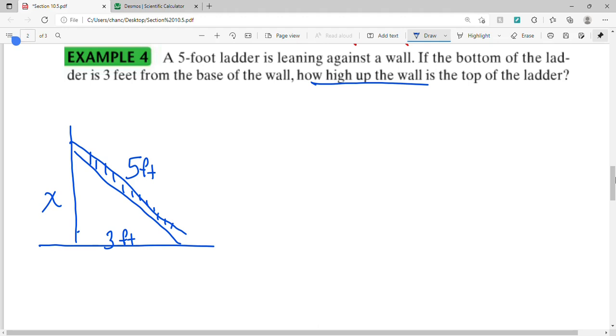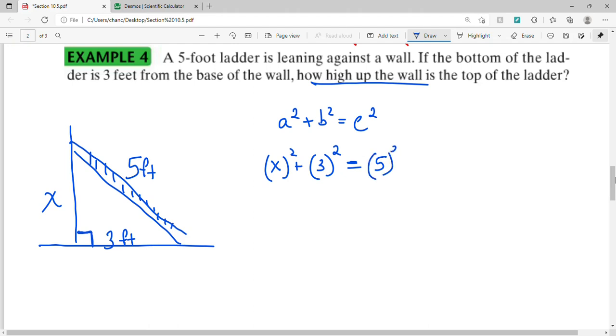This looks like a right triangle, and it is. This is another right triangle. So we could use the Pythagorean theorem. A squared plus b squared equals c squared. Now the a is x, so we'll say x squared plus the base here is 3, so we'll say b is 3 squared. And this is equal to c, which is 5. The hypotenuse is always c, and that's going to be 5 squared. X squared is x squared. 3 squared is just 9. And 5 squared is 25.